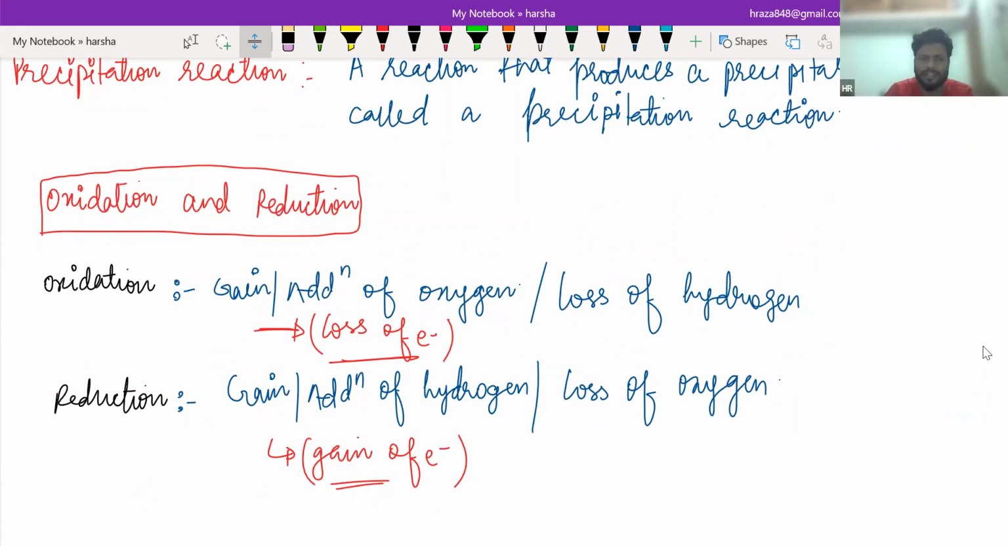Now see, what are oxidation and reduction. Oxidation is gain or addition of oxygen. Either we are going to add oxygen, that is called oxidation, or we are removing hydrogen from it, that is also called oxidation. And reduction is gain or addition of hydrogen and loss or removal of oxygen. We also say, as you will study in class 11, loss of electron.